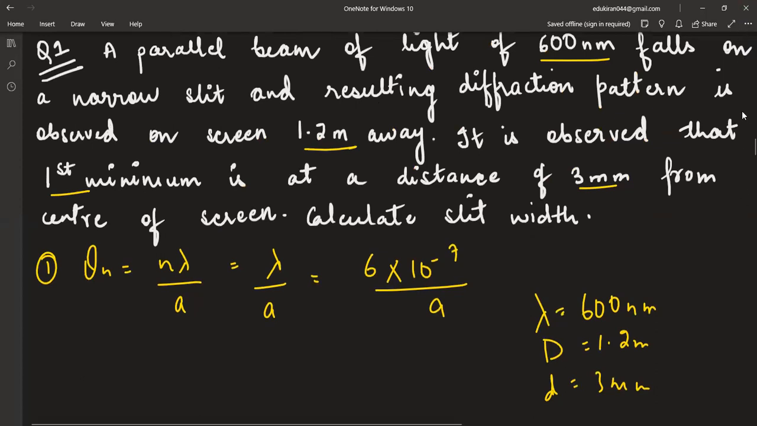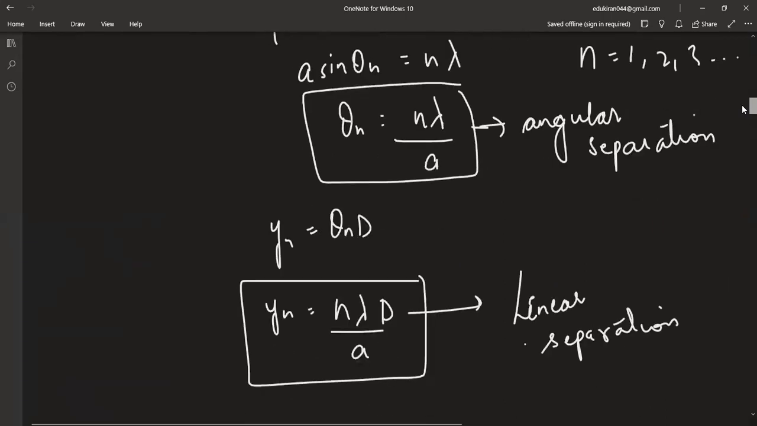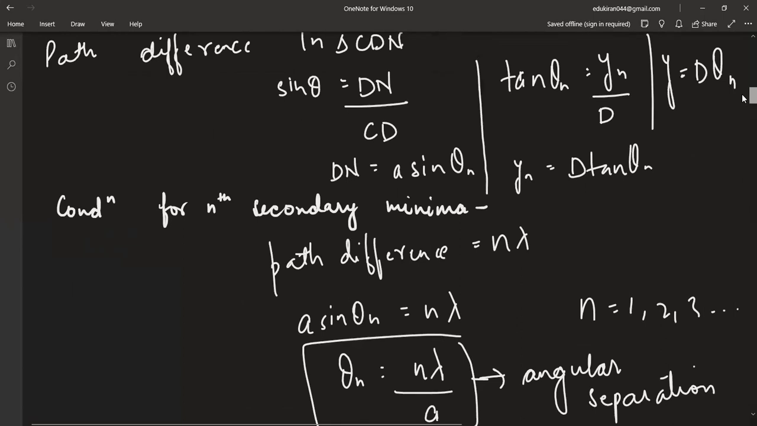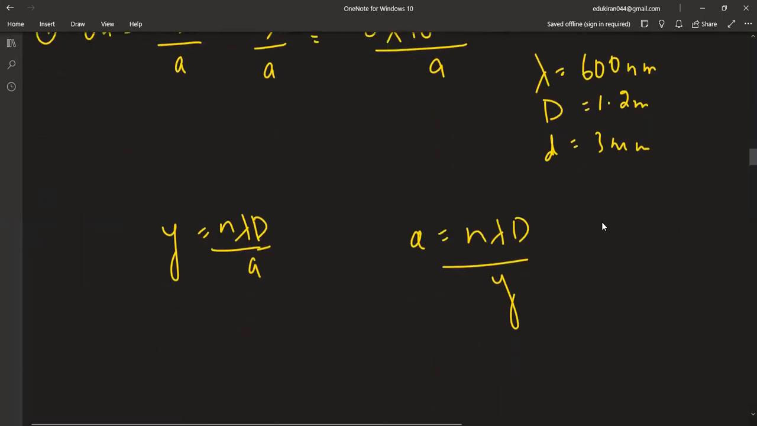So we know the formula for minimum. We have written the condition for minimum. For the minima condition, we always write it as n lambda. So directly you just write it as n lambda. Just write this down quickly.